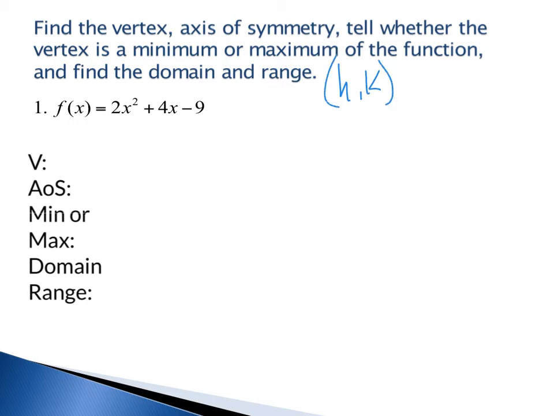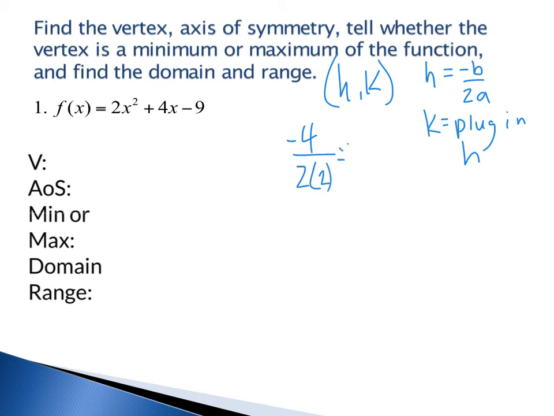If I look at this, I can't find the h and k based off of it because it's in standard form. So we're going to need to find our h, which is negative b over 2a. And then to find our k, we just plug h in for our x. Okay, so let's go ahead and find our h. So we're going to do opposite of b, so negative 4 over 2 times our a, which is 2. That's going to give me negative 4 over 4, which is negative 1.